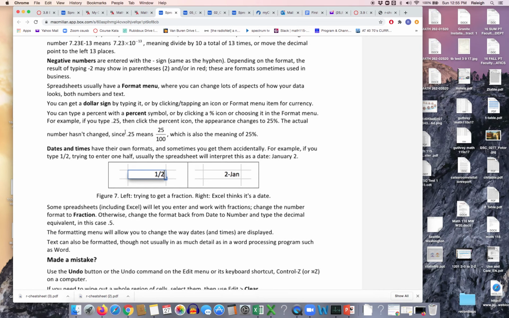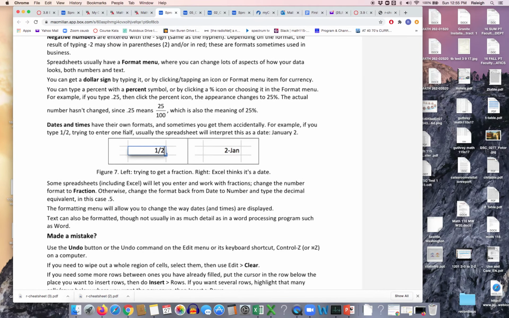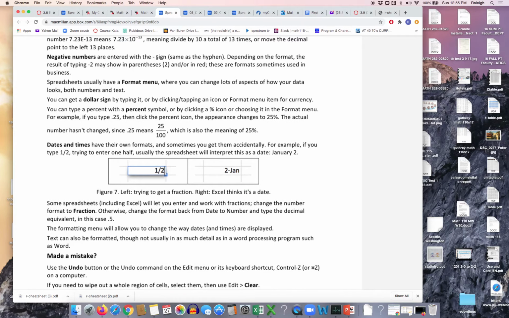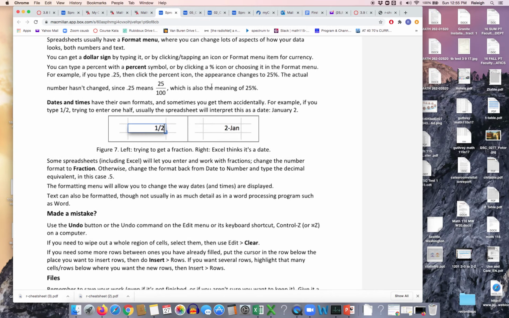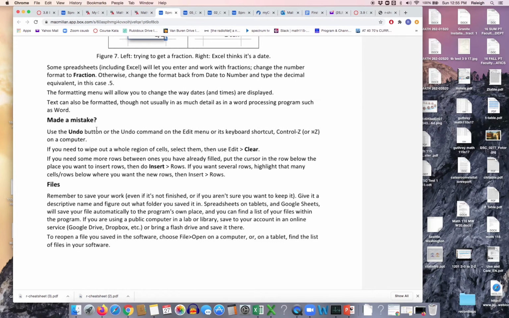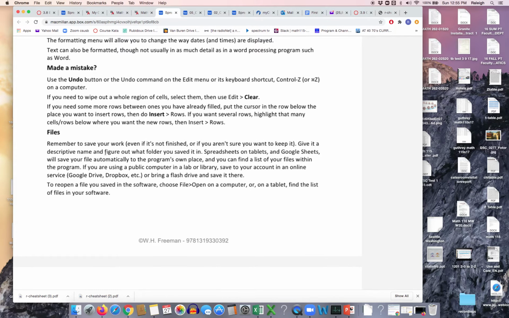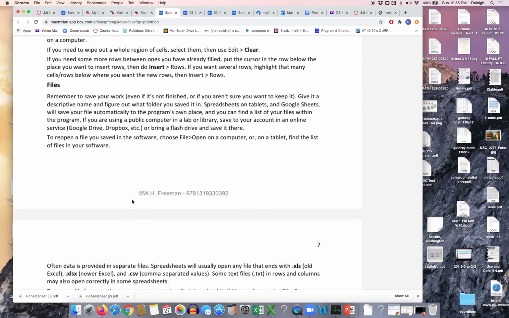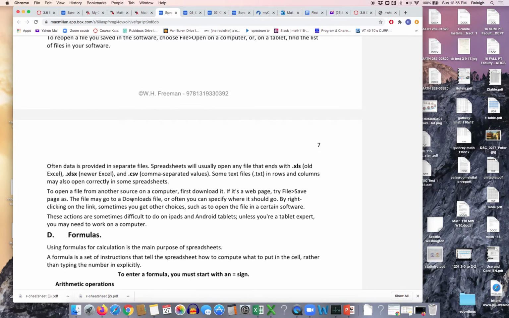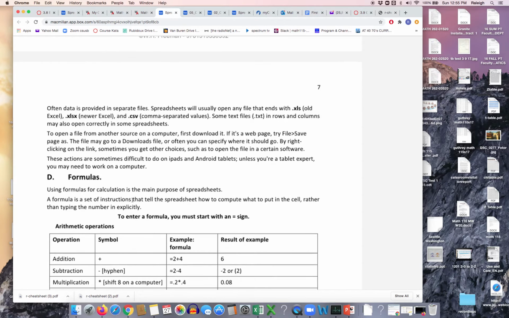And they go through some other stuff that maybe we haven't covered: dates and times, negative numbers. Just put the minus sign, just like the hyphen. We haven't been using many negative numbers. You can hit the undo button if you made a mistake. That's kind of helpful. You should save your work, if you're interested in keeping it. That part I haven't gotten into too much. I haven't been saving my work at all.